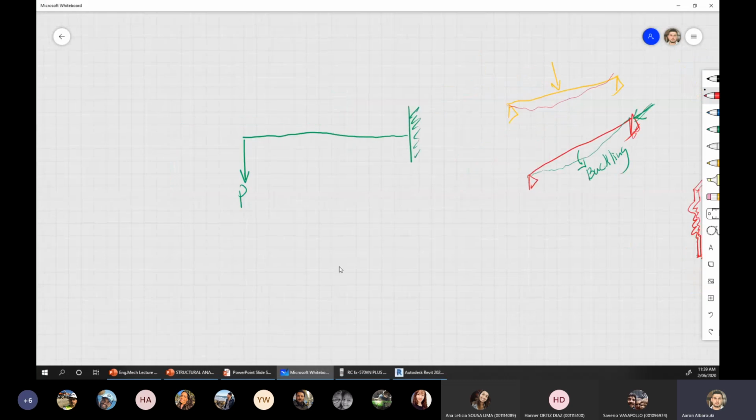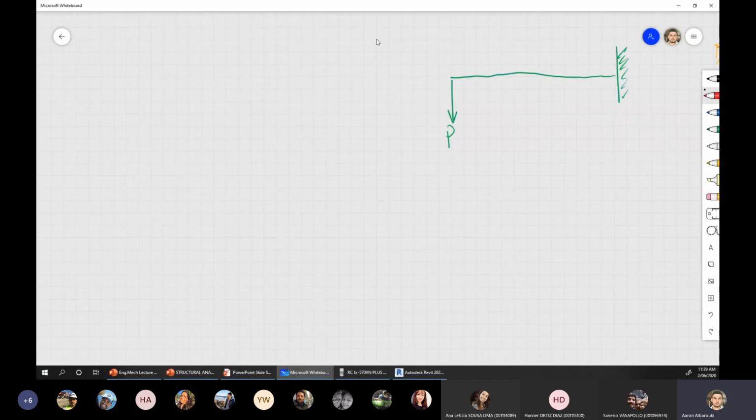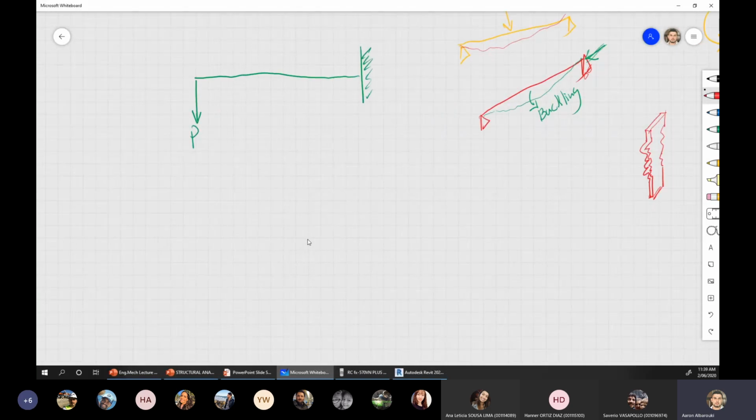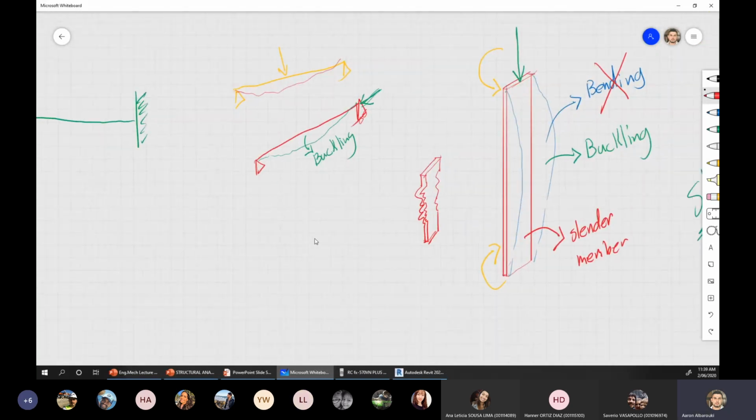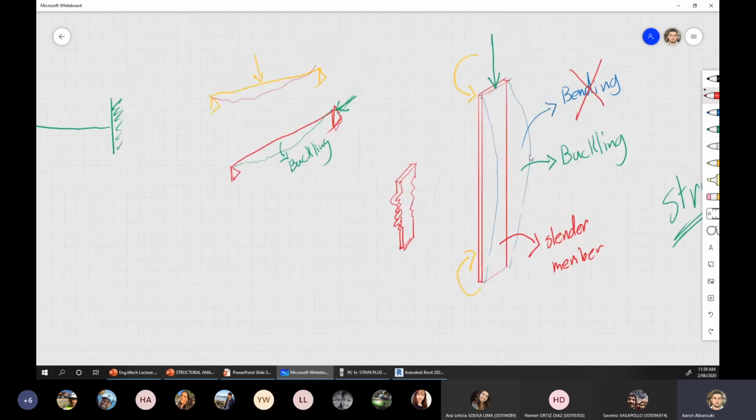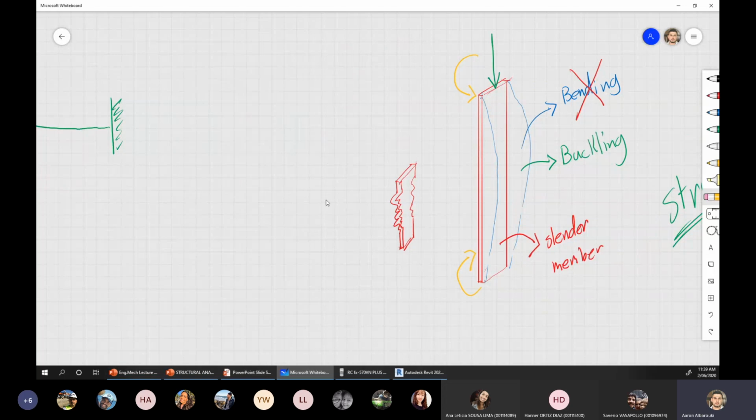Okay, guys, think about it this way. Let's go back to this example. Let's focus first on columns to start with, okay? Let's forget about beams for a minute. Do you remember the example that I gave you maybe at the first lecture? If I have a can of Coke, just after you finish drinking it, if you stand on that can of Coke and push down, what will happen?